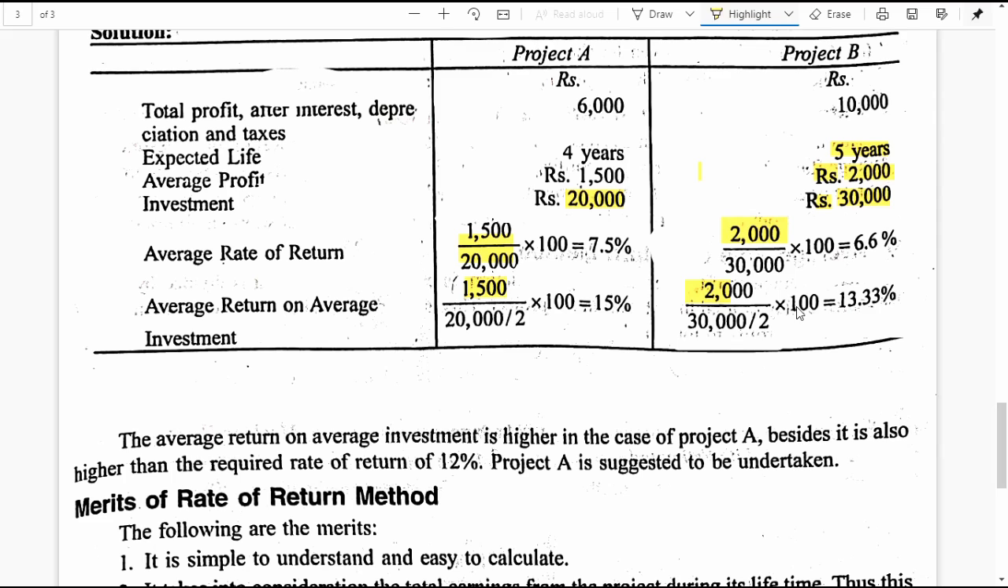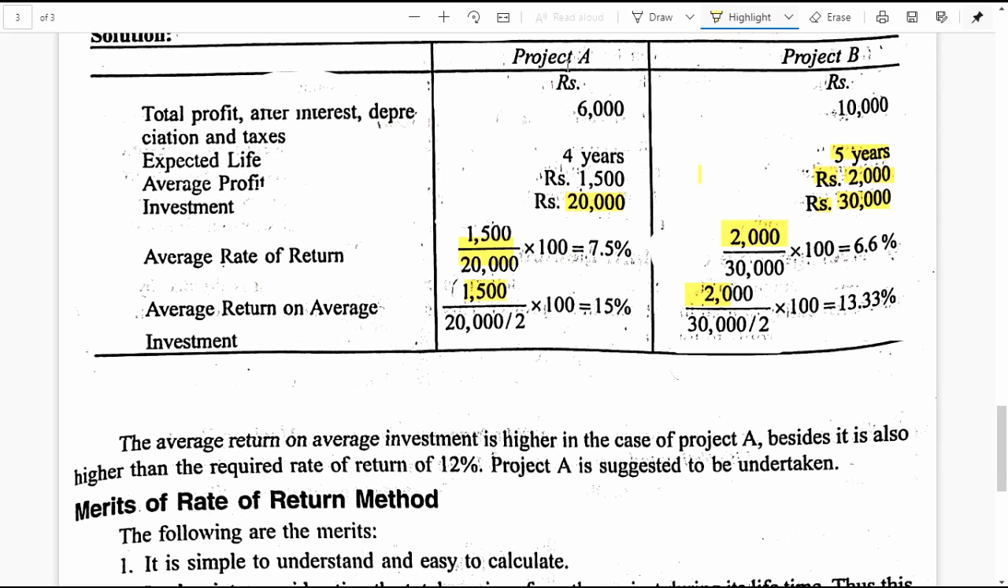Then for project B, 2,000 rupees annual average profit divided by average investment, which is nothing but original investment divided by 2, 30,000 divided by 2, into 100, gives us 13.33%. That's the average rate of return on average investment for project B. Now looking at these details, we can easily say project A is more profitable than project B, because the average return on average investment and the average rate of return on original investment of project A are much higher than those of project B. Therefore, project A is recommended.